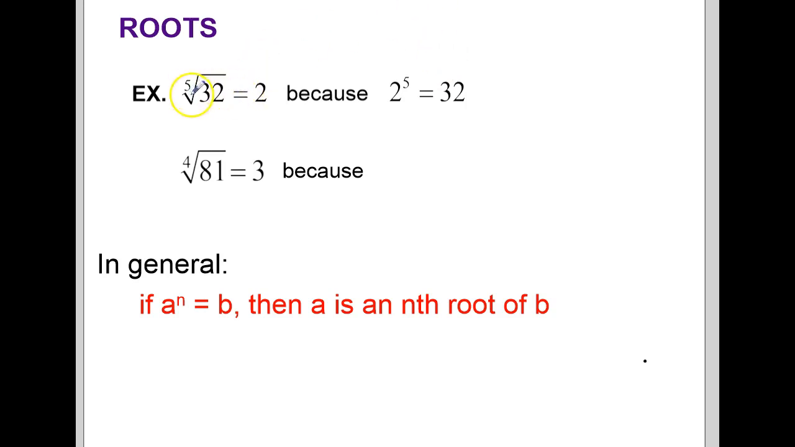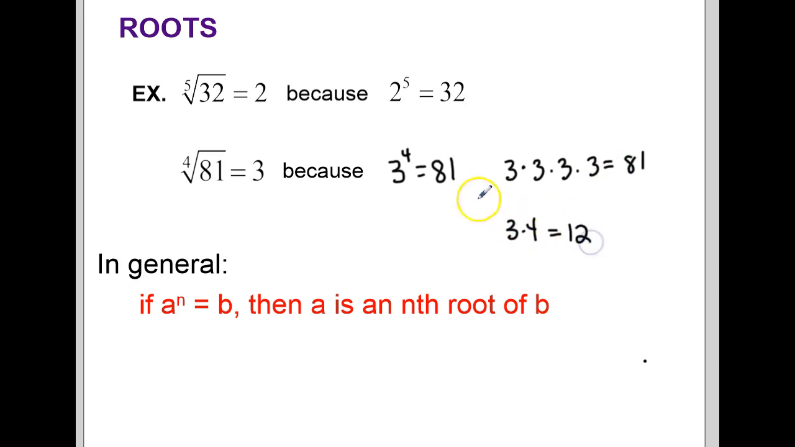All right, next, that word root that I was talking about. So what we've got here with roots, I can say that 2 is the 5th root of 32 because 2 to the 5th is 32. I can also say that 3 is a 4th root of 81 because 3 to the 4th is 81. I want you to know that this means 3 times 3 times 3 times 3. That equals 81. I don't want you to say 3 times 4. Okay? 4 is an exponent, which means I multiply this number by itself this many times.